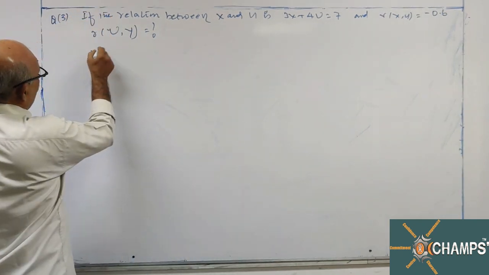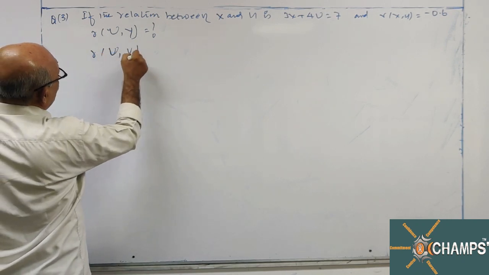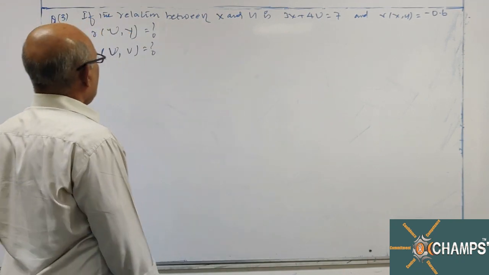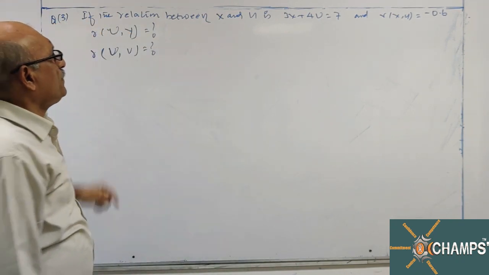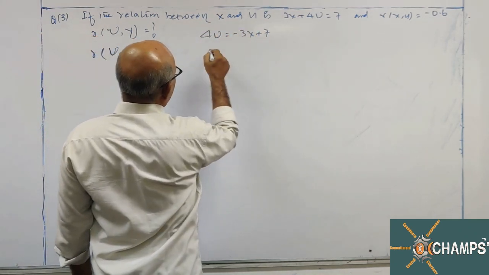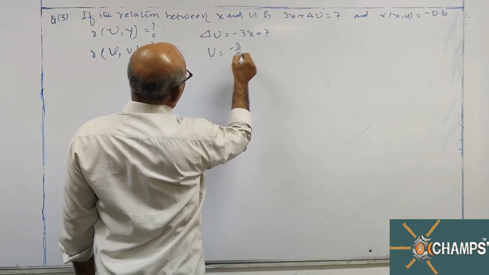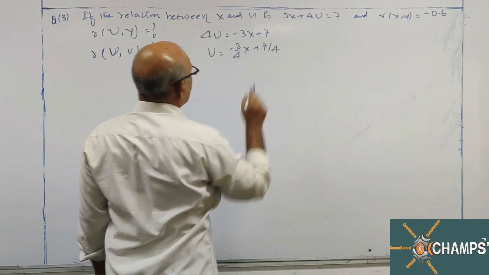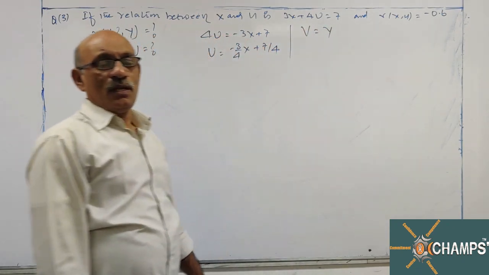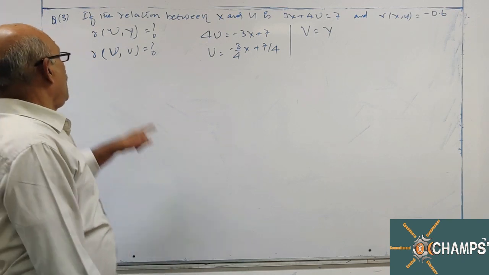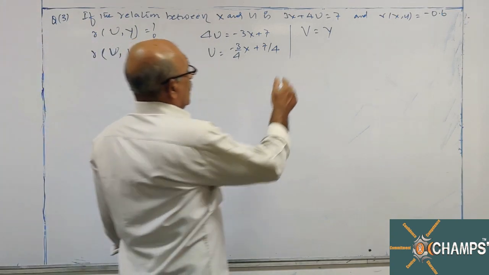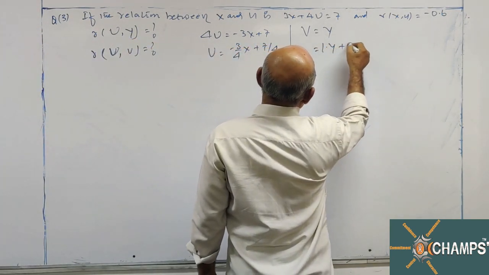Or you can write R of u comma v is equal to question mark. Anyway, both are one and the same. Let us see in which way both are one and the same. I tell you here. 4u is equal to minus 3x plus 7. U is equal to minus 3 by 4 into x plus 7 by 4. Let us take v is equal to y. When I take v is equal to y, then R of u comma y and R of u comma v are one and the same. So this is again written as 1 into y plus 0.